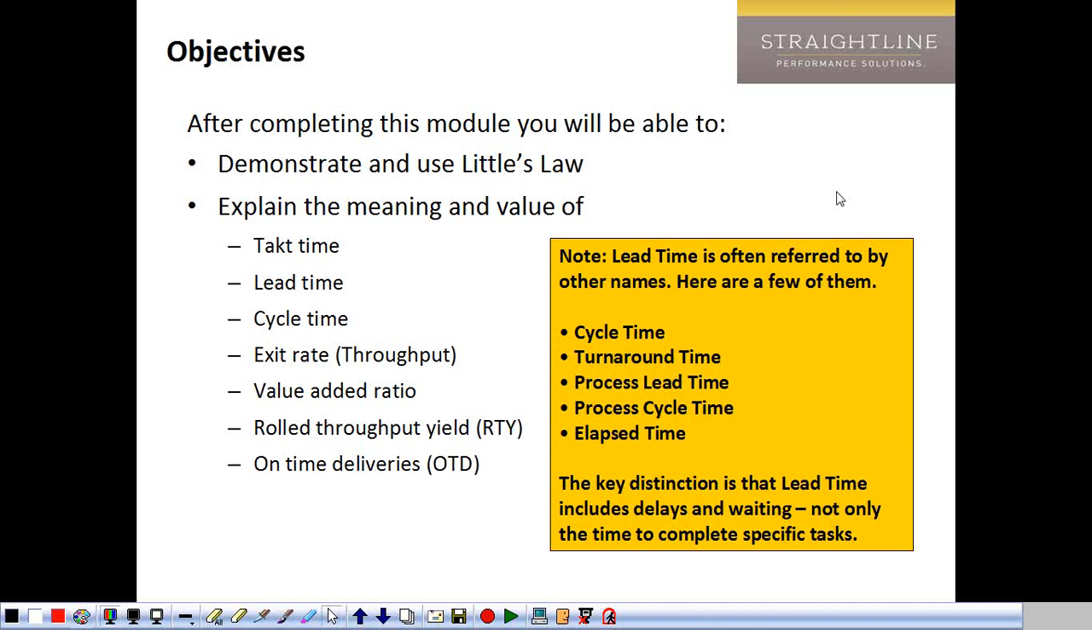I believe that the things that you will find that are perhaps a little bit foreign to you are takt time, definitely one of these things that's kind of important. I'll put a little star by it, or maybe I'll underline it. There we go. And rolled throughput yield, or RTY, is probably something that's going to be a little bit different to you. So we want to cover those in some detail. The others, I think, you'll get right away, and we will cover Little's law.